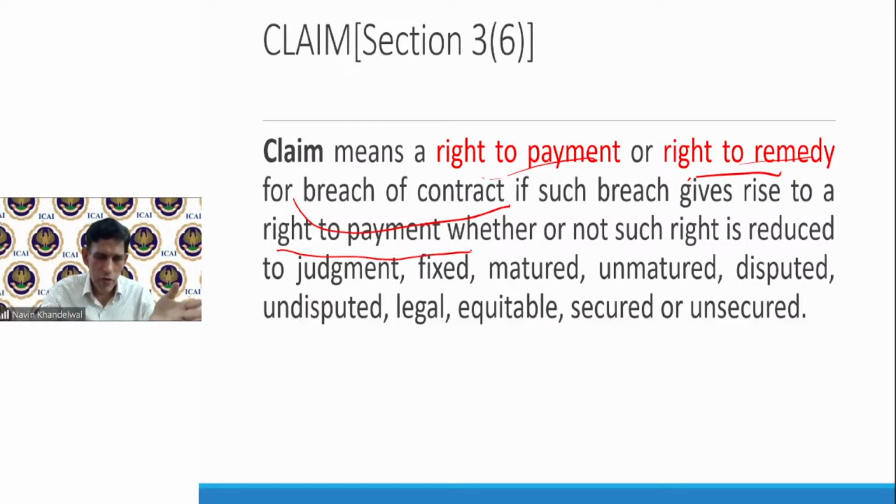And that right to remedy is giving you a right to payment. There's a remedy attached for a breach of contract, which says that if that builder does not deliver to you, probably he'll repay the amount with extra percentage of interest. So there's a right to payment, or any right to remedy for a breach of contract, which will give you a right to payment. Whether or not such right is reduced to judgment, fixed, matured, unmatured, disputed, undisputed, legal, equitable, secured, unsecured, that is immaterial. So whether it has been reduced by any judgment, by any court, is immaterial. Whether it has crystallized to a particular amount, which has become matured or unmatured, is immaterial. The only criterion is that you should have a right to payment.